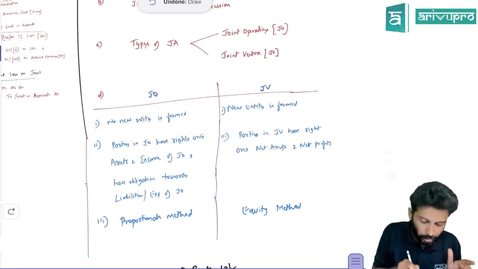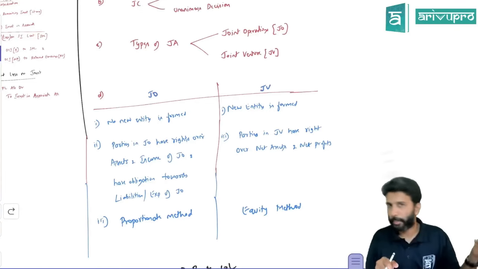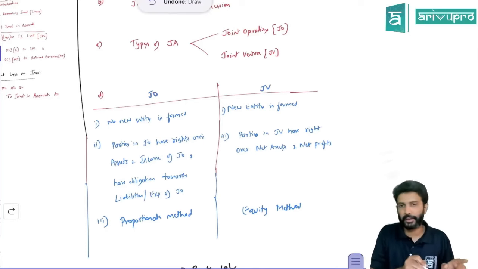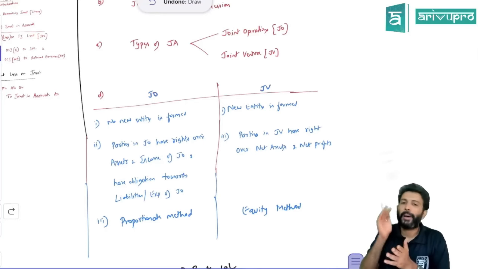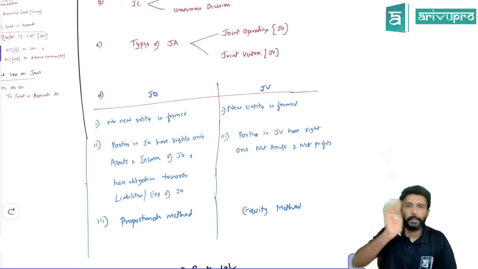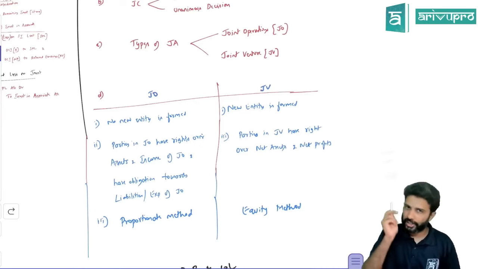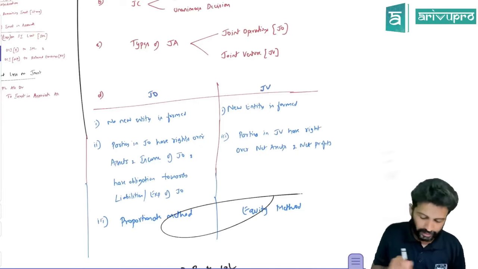Second, this is the most important factor. Forget about entity, because in some cases a new entity will not be formed. So this one becomes a trumping factor. In case of JO, the parties in the contract will have a share in the assets, liability, income and expense of the JO. But in case of JV, the parties in the contract will have a share in the net assets and net profit and not individual assets. That's the pointer, and we already discussed this.